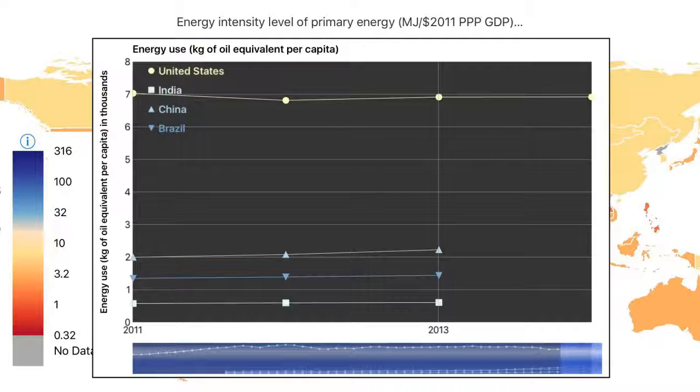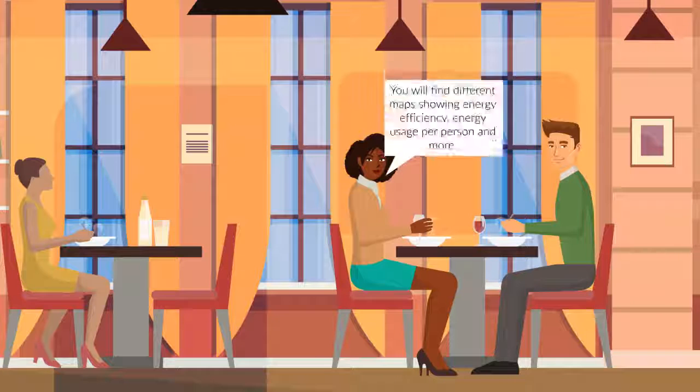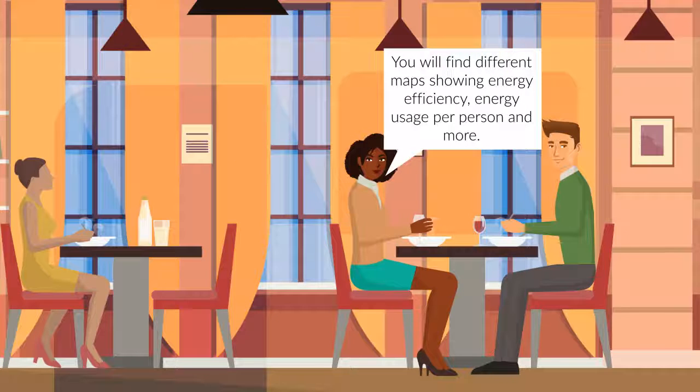Here is a comparison graph which shows energy usage of the US, Brazil, China and India. We can see that energy usage in the US is highest among these countries. You will find different maps showing energy efficiency, energy usage per person, and more.